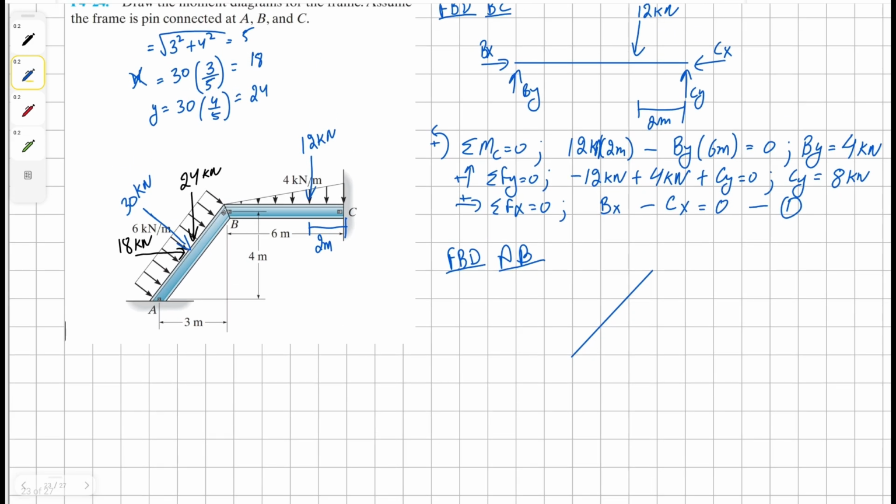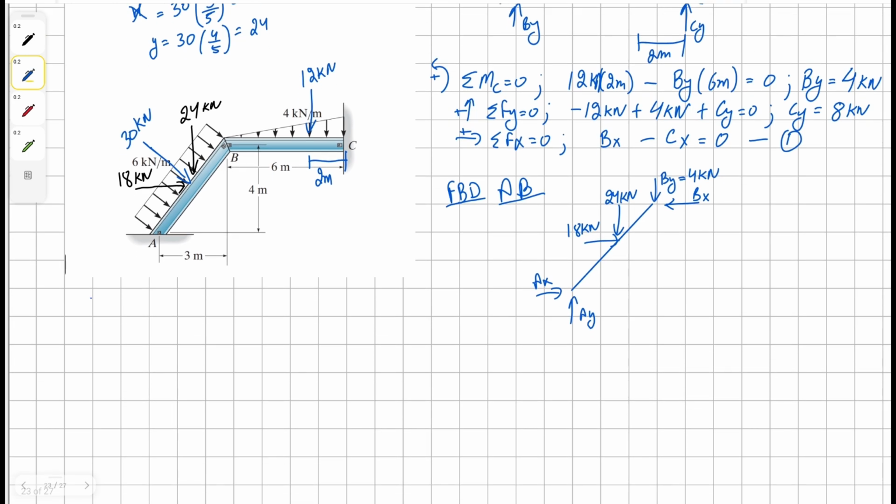For member AB, we're going to have By, which we have found already. It's 4 kilonewton. Bx we don't know yet. And we have the horizontal and vertical components, which we already found for the point load from the uniform distributed load. And then we have unknown Ay and Ax. Now we can sum the forces in y direction to find our solution for Ay, which is pretty simple. We can have negative 4 kilonewton, negative 24 kilonewton, and then positive Ay equals to 0.